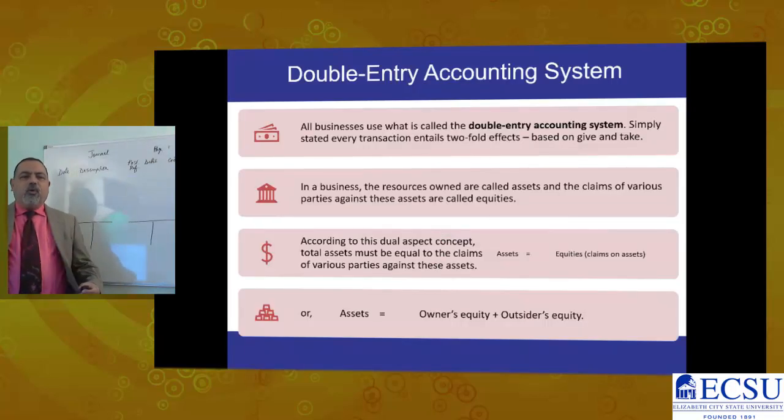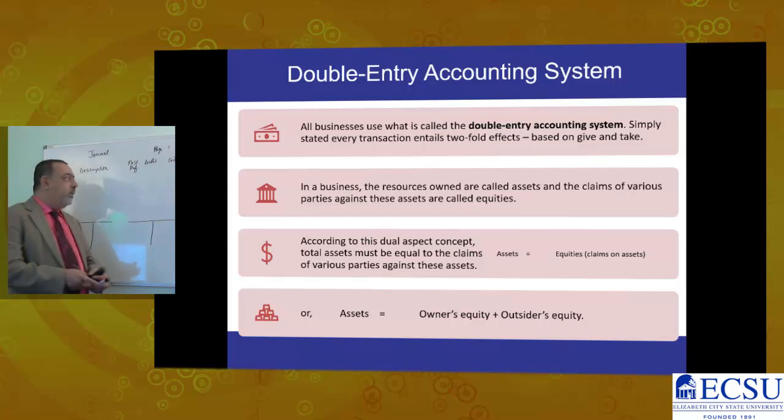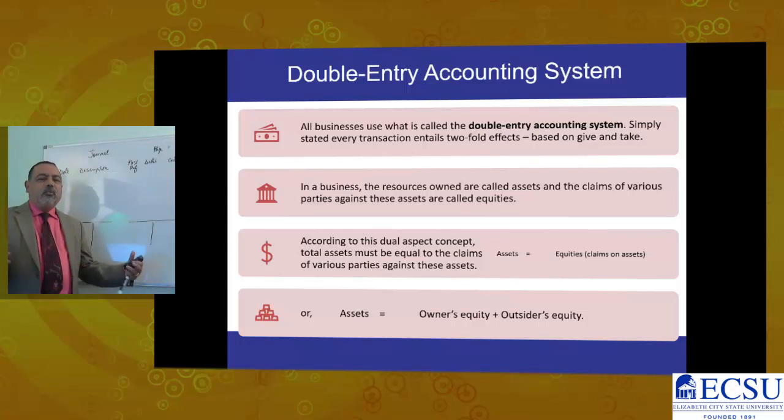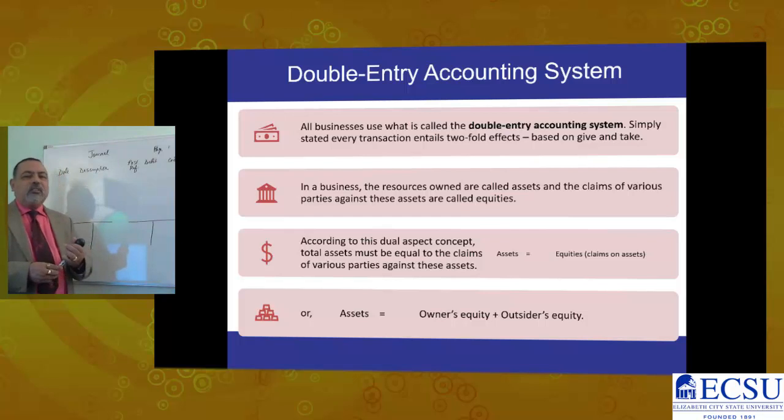Now, as you know, all businesses use the double entry accounting system. Now, what is a double entry accounting system? Basically, the double entry system of accounting is that every transaction will entail a twofold effect, because the basic tenet of life is that if somebody gives, somebody receives. So based on that give and take philosophy, we will be using that concept to implement it in accounting. So that's the double entry system.